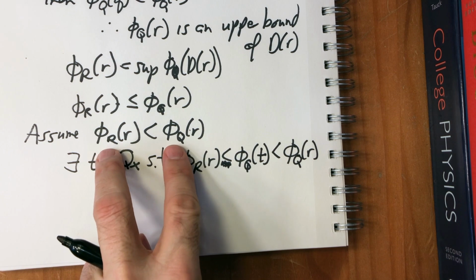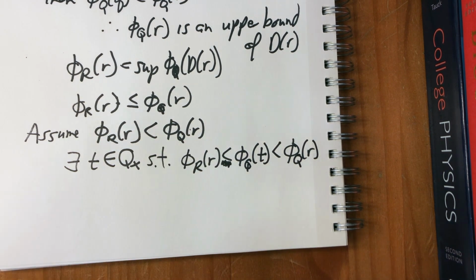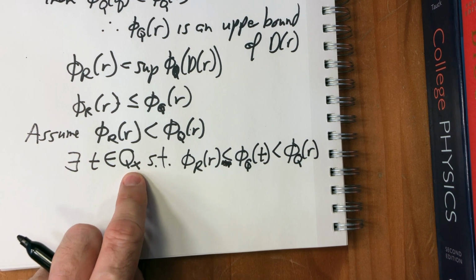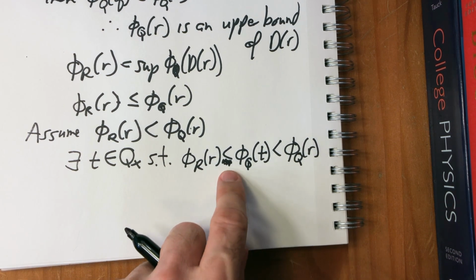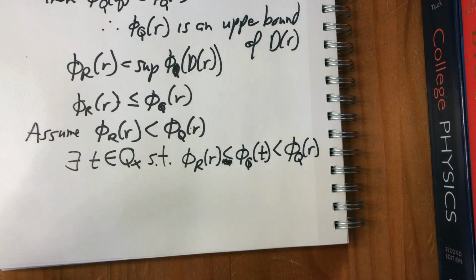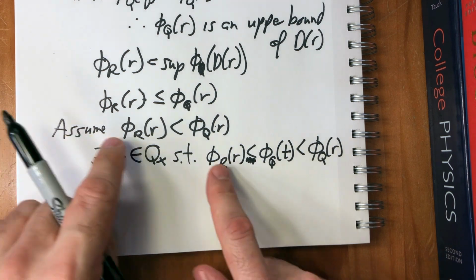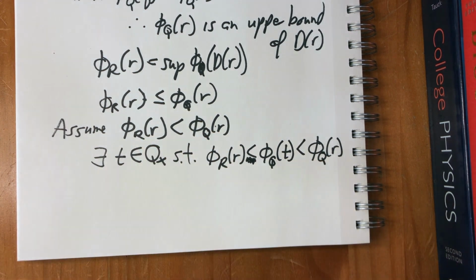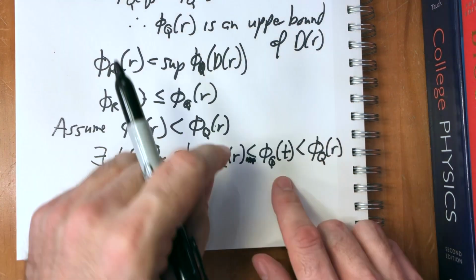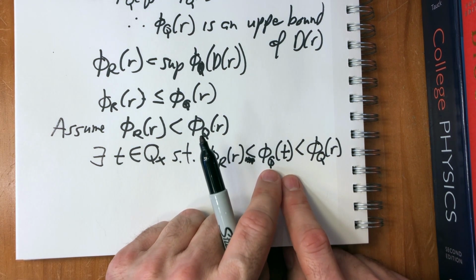So we're assuming that phi R of r is less than phi Q of r. So that means that there's going to exist a t such that phi R of r is less than phi Q of t is less than phi Q of r. Now, how do we know that? We know that because what we're doing is picking a number. We're assuming that this is less than this, right? So what we're actually doing is picking a number in y that's between these two. It can be rational because the rationals are dense in the reals.